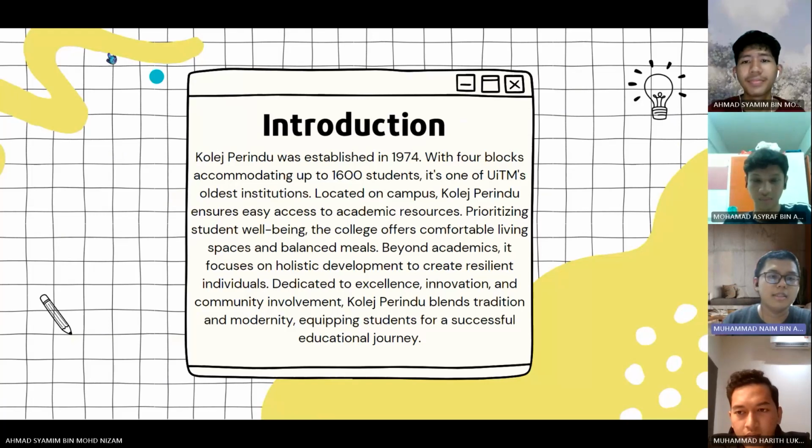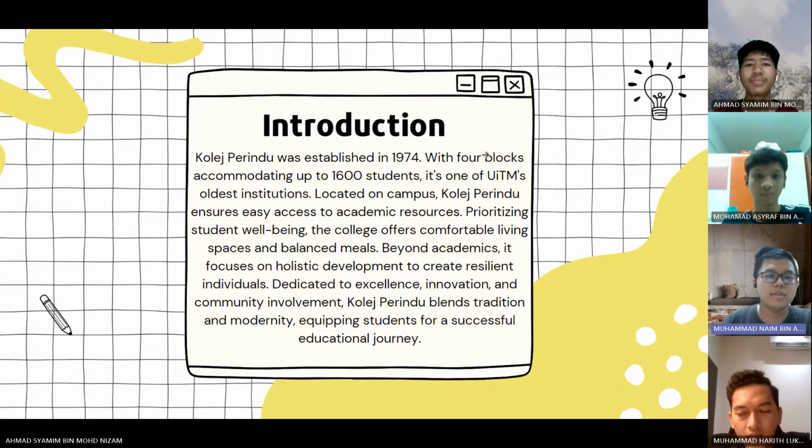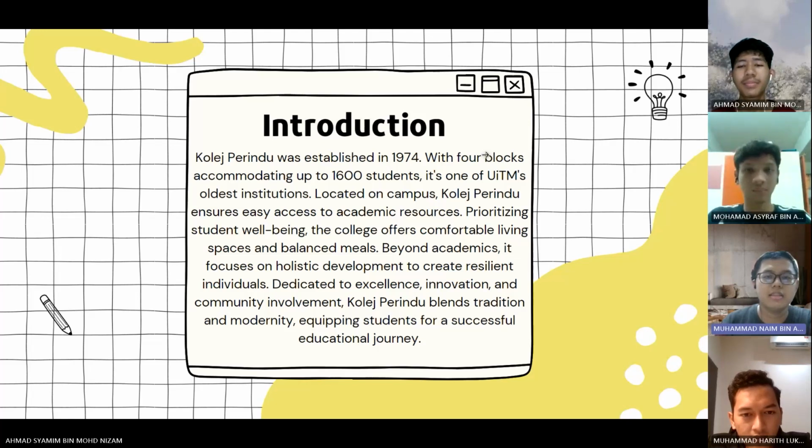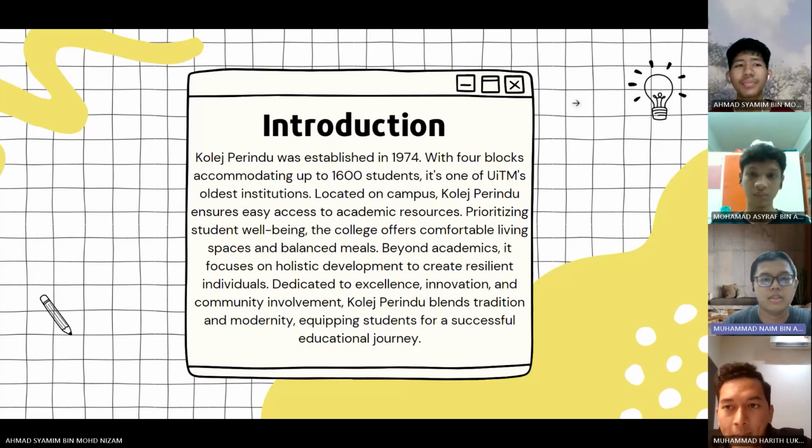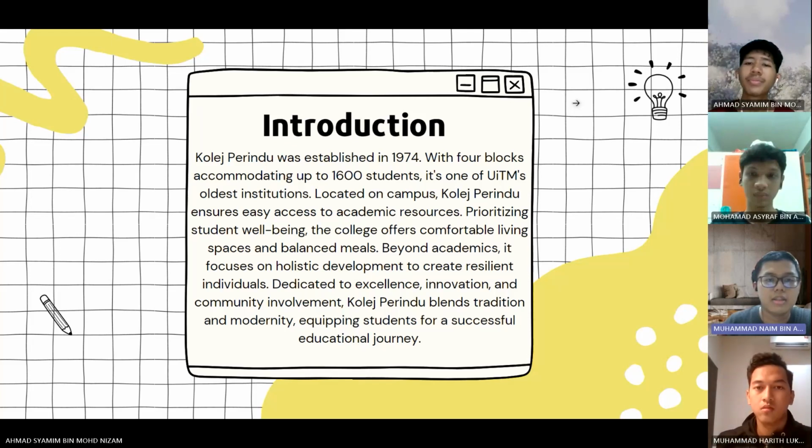So, my name is Naim. I will do the introduction for our database. Kolej Perindu was established in 1974 with four blocks accommodating up to 1,600 students. It's one of UiTM's oldest institutions. Located on campus, Kolej Perindu ensures easy access to academic resources, prioritizing student well-being. The college offers comfortable living spaces and balanced meals.